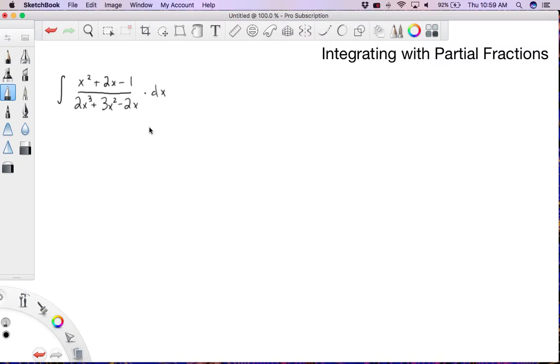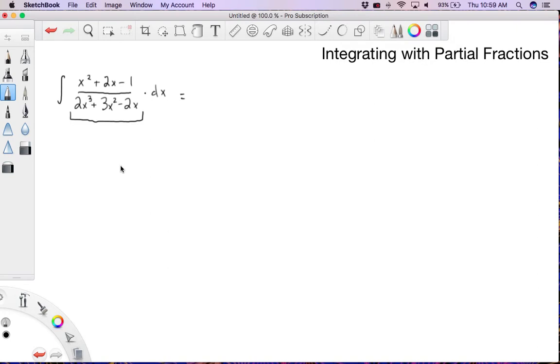If you notice, u substitution in this case is not going to work. Integration by parts is not going to work. Trig substitution is not going to work. So what are we going to do? We're going to break this down into some smaller fractions. The way you might know that is by noticing that this denominator can be factored algebraically.